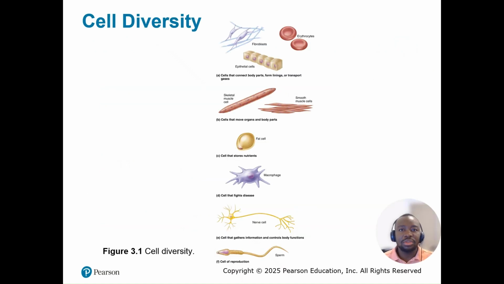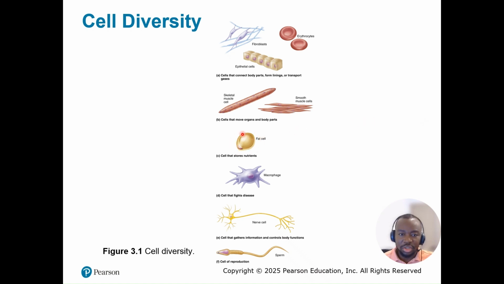This figure illustrates the diversity in cells and highlights the different functional categories of body cells. In figure A here, we see cells that connect body parts, form linings, and transport gases. For example, fibroblasts, erythrocytes or red blood cells, and epithelial cells. Figure B highlights cells that move body parts or organs. Examples include skeletal muscles and smooth muscles.